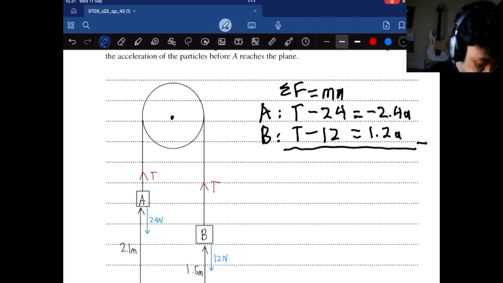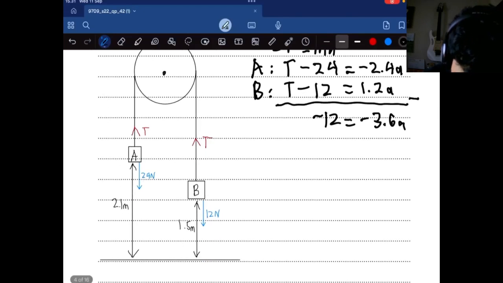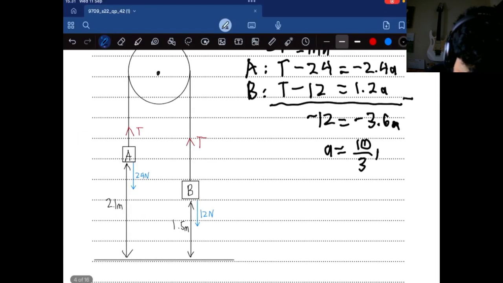Now we can just subtract both of them, and we get negative 12 equals negative 3.6a. Now that we have this, we can find a. So a is equal to 10 over 3 meters per second squared, but you can also write 3.33. It's based on your preference.